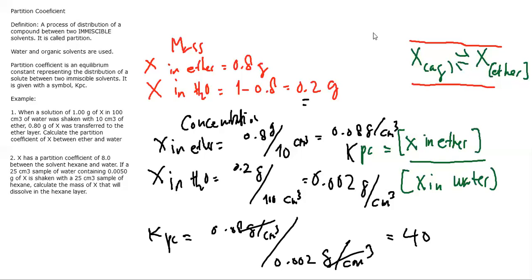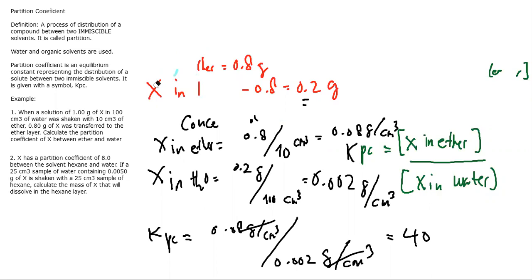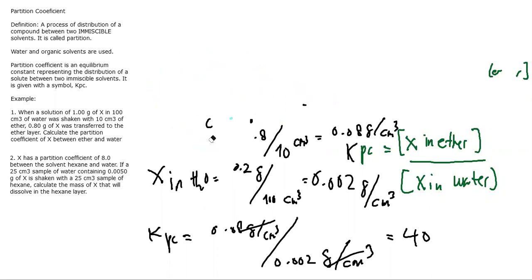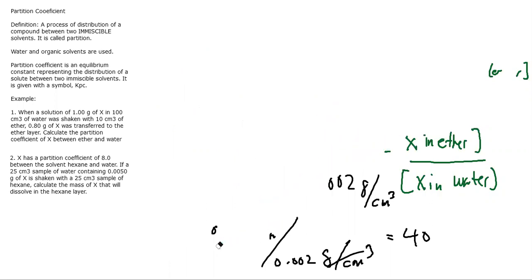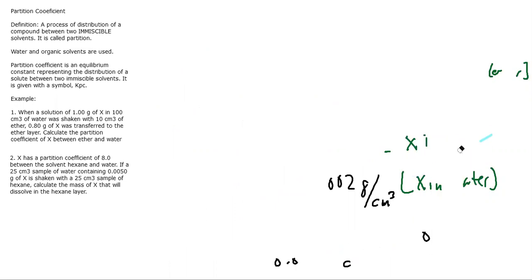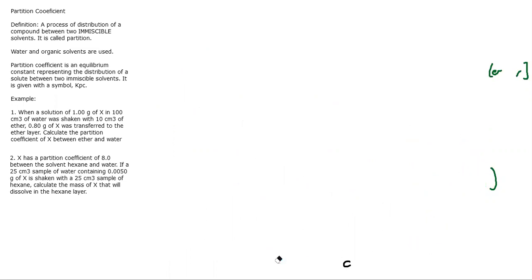Next, let me clear up the window, so it will be easier for me to explain the second question. In the second question, X has a partition coefficient of 8 between the solvents hexane and water. If a 25 cm cube sample of water containing 0.050 grams of X is shaken with 25 cm cube of hexane, you are to calculate the mass of X.